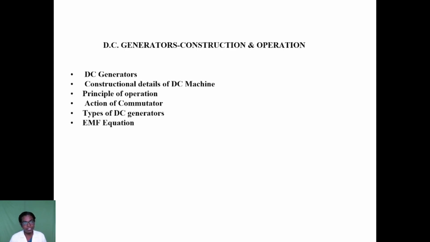In the DC generator, we have to see the construction details, the principle of operation, the commutation process, the types of DC generator, the characteristics, and lastly the EMF equation.